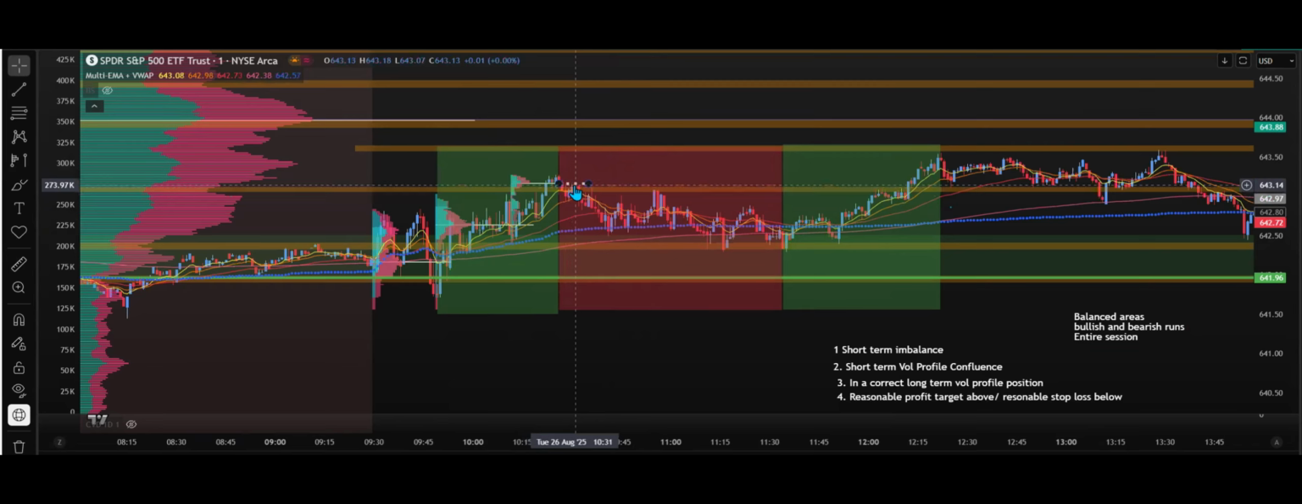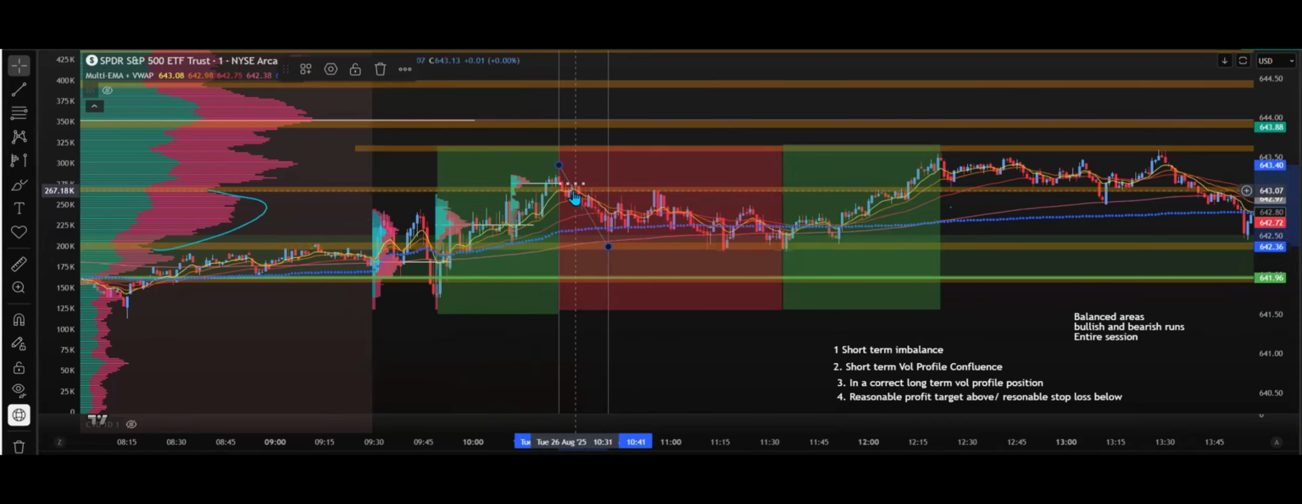So you can see it fails there, comes back down, tries to test it again, but it is now stuck within this peak. So now we have to consider price as acting within this peak here, meaning that this area is going to be bearish and this area is going to be bullish until we see something else. And now we have a new pivot. So we're going to take our new volume profile from here. Let's say we see the run down to here.